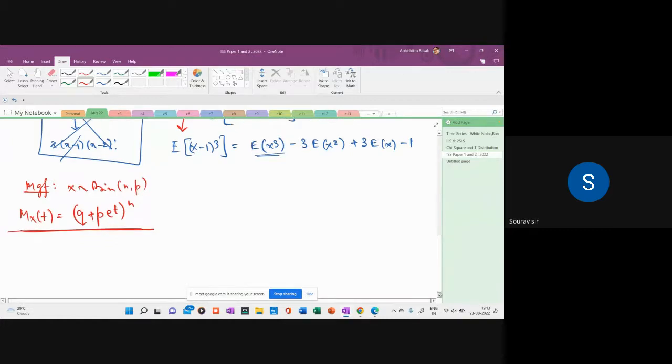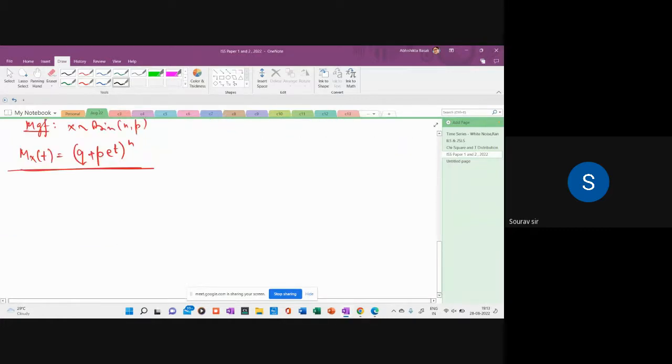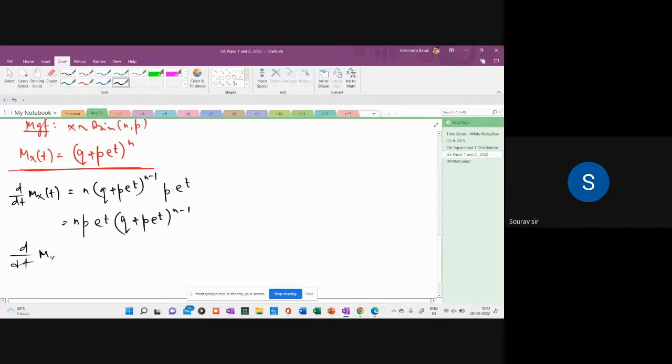So if I do the derivative of this one time, then it is going to give me n into (q plus p e to the power t) to the power n minus 1 into p into e to the power t. So that is going to give me np e to the power t into (q plus p e to the power t) to the power n minus 1. So obviously we know d/dt of M_X(t) at t equals 0 gives me np, which is nothing but expectation of x. Now further, we are going to do the double derivative.